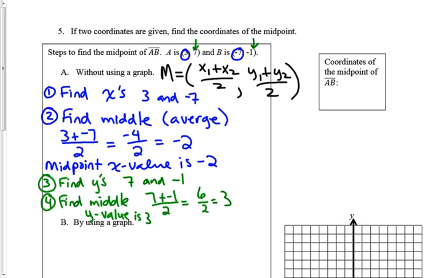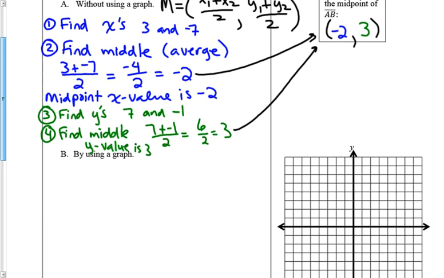At this point, I can write my points down over here. And I'm going to use both of these. I'm going to have parentheses because it's a point. I'm going to have a comma in between. My x value of my midpoint was -2, and the y value of my midpoint was +3. Whether you're on a graph or not, you're welcome to use that method anytime.